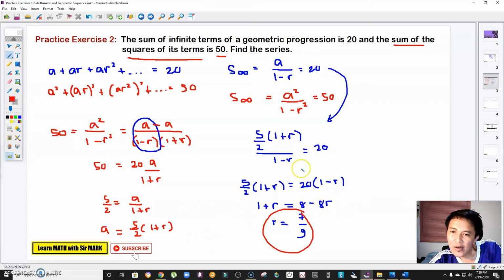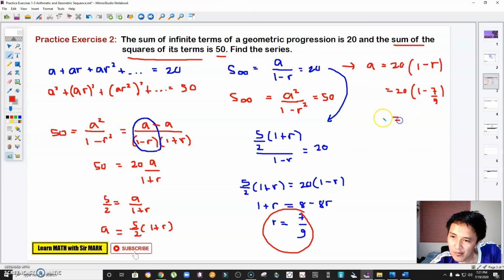I need to get a. I can substitute either in the first or second equation; either one is okay. I'll substitute here. To get a, cross-multiply 1 minus r, so that is 20 times 1 minus 7 over 9. 1 minus 7 over 9 is actually 2 over 9, right? So that is 20 times 2 over 9, which is equal to 40 over 9.